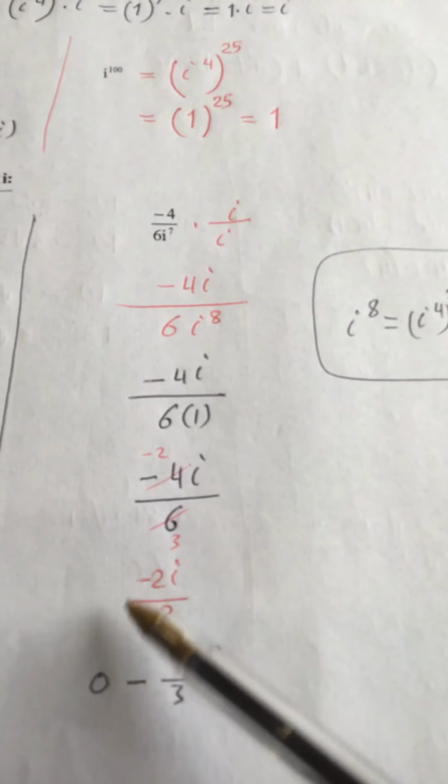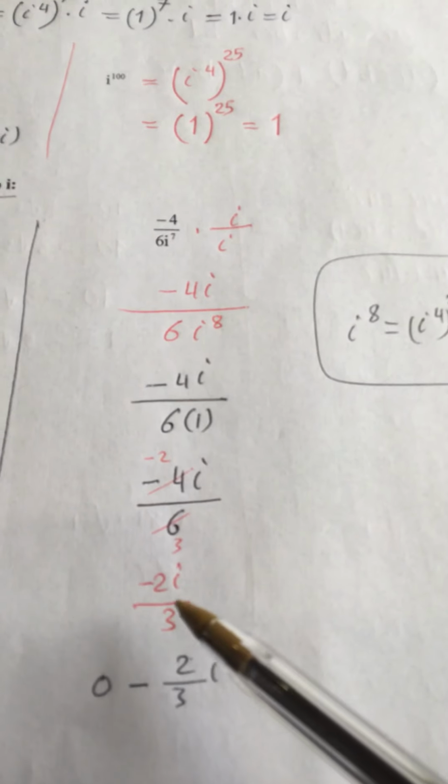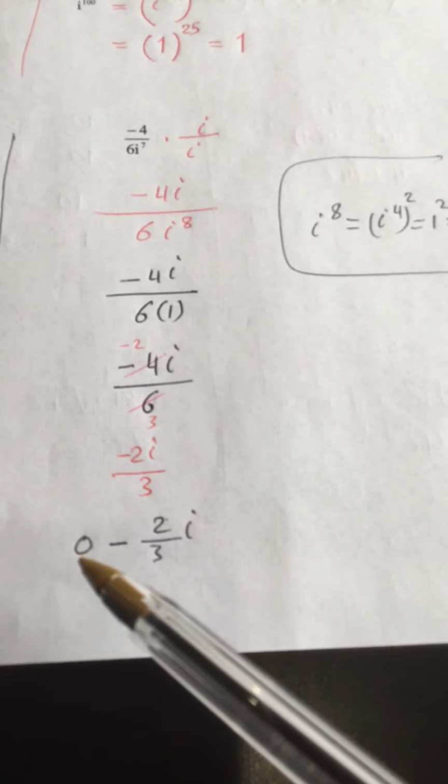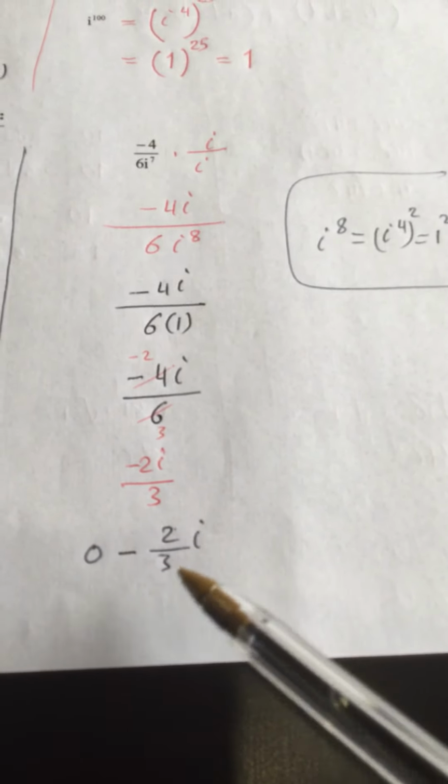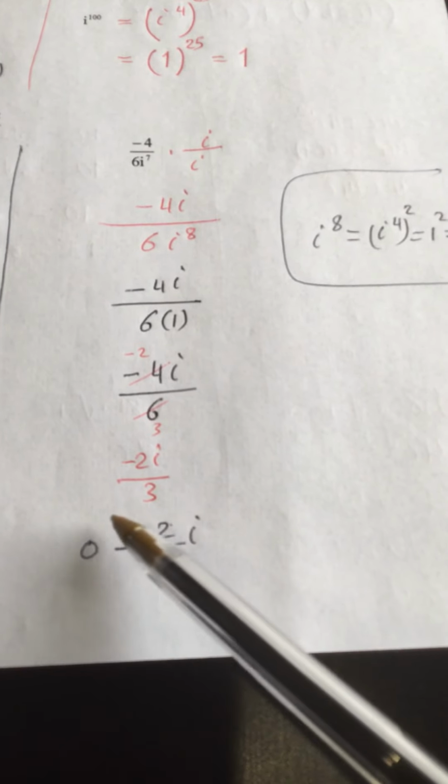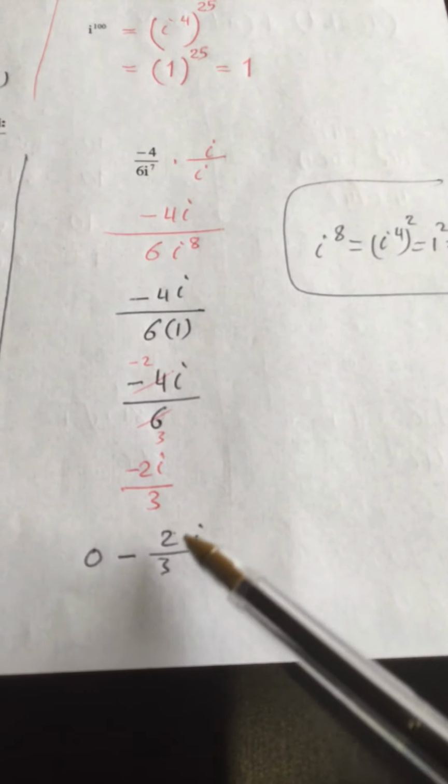I need to rewrite this in the form a plus bi. So we can rewrite it like 0 minus 2 over 3 i. So here the real part is 0. The imaginary part is negative 2 over 3.